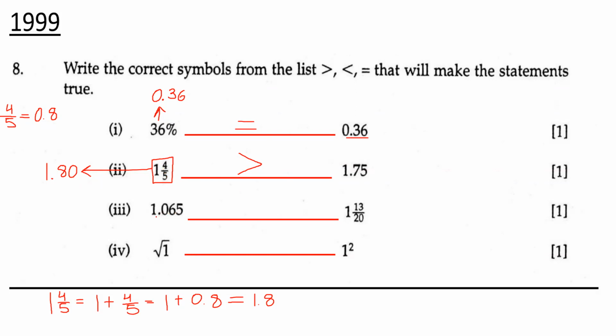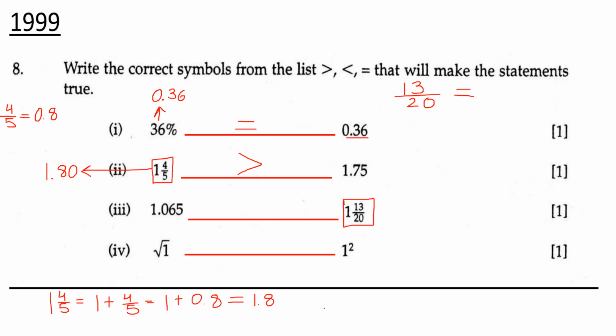This one, we have 1.065, and then we have 1 and 13 over 20. Well, what is 1 and 13 over 20? Can we change that into a decimal? All right, let's first figure out what is 13 over 20. If we can figure out what is 13 over 20, then we can figure out what is 1 and 13 over 20.